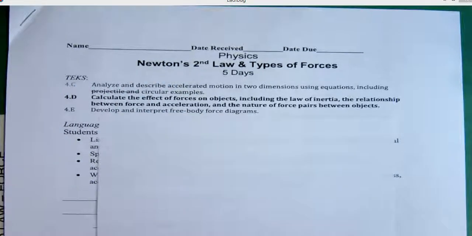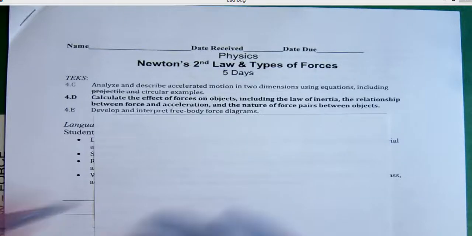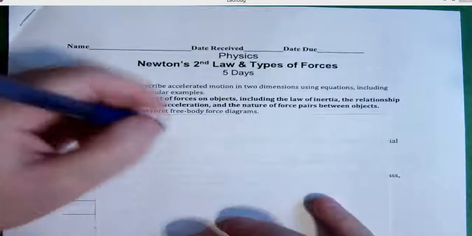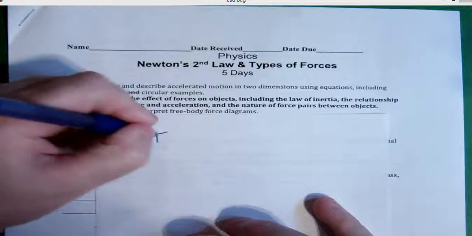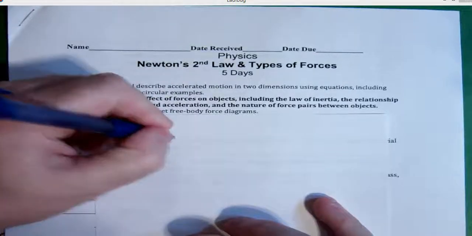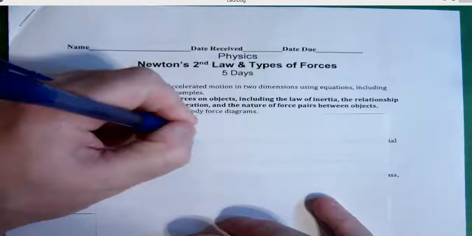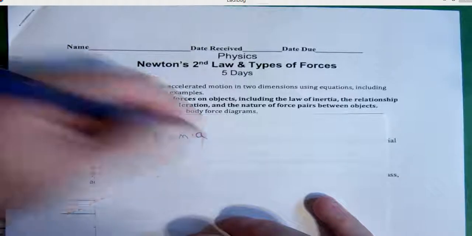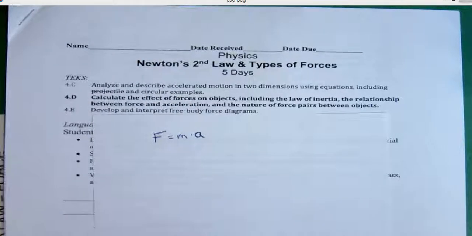So Newton's second law deals with force, and it essentially states that force on an object is going to equal the mass times the acceleration. Okay? So Newton's second law is essentially this formula. Force equals mass times acceleration.